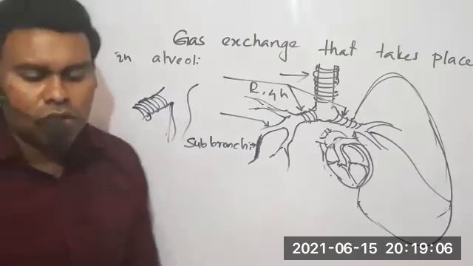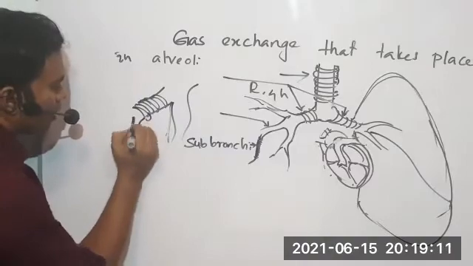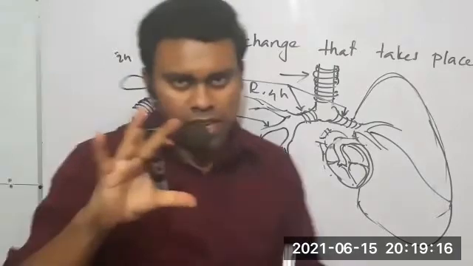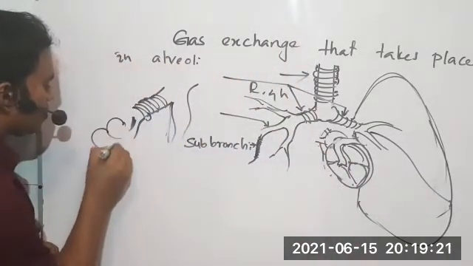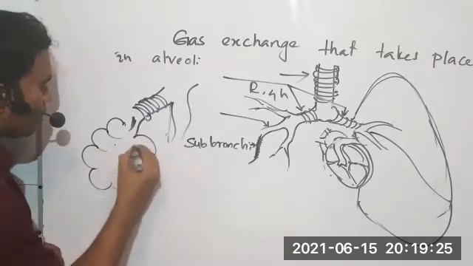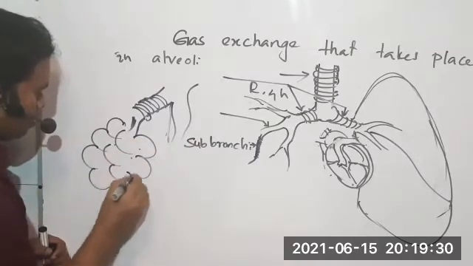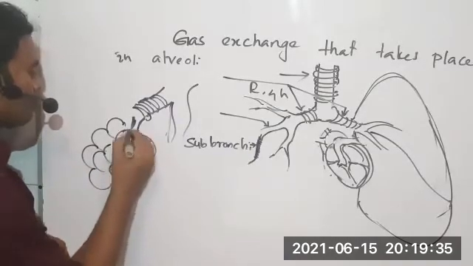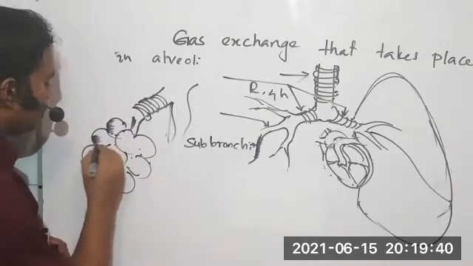Okay. Now cartilage rings disappear here right after, and it ends up with a cluster of air sacs. Cluster of air sacs, like a bunch of grapes. Cluster of air sacs known as alveoli. So these are known as what? Alveoli.